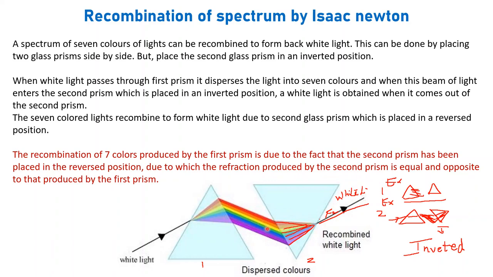A light ray, these light rays are moving from rarer to the denser, so they are bending towards the normal. So due to the refraction produced by the second prism, which is equal and opposite, this is very important, equal and opposite to that produced by the first prism, right? And finally he again got a white light on his white board, right? So this is what happened in recombination of spectrum.